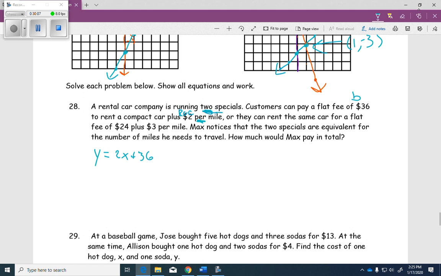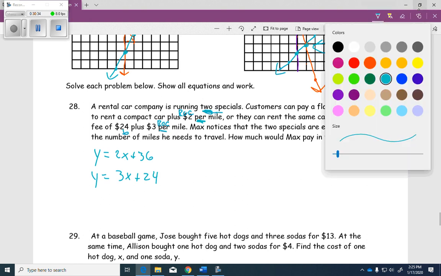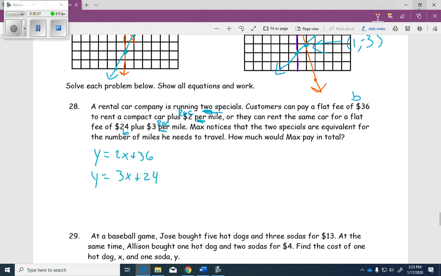Or they can rent the same car for a flat fee, that's a y-intercept, of $24 plus $3 per mile, that's a rate of change. So y equals 3x plus 24. Max notices that the two specials are equivalent for the number of miles he needs to travel. Oh, so that really means it doesn't matter which company he chooses. But they want to know how much Max would pay in total. So if they're the same, it means that we're solving this equation, and I would do it by substitution. So we have 2x plus 36 equals 3x plus 24. I would subtract 2x from both sides.